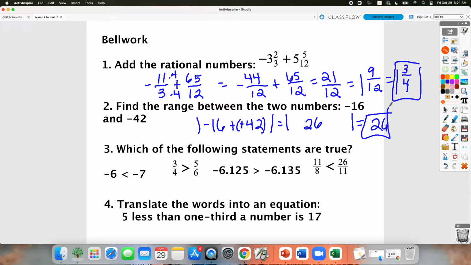No. Because remember, when we're dealing with negative numbers, you want to think, okay, negative 6 is further to the right on the number line than negative 7 is. So it wouldn't be less than, it would be greater than. So that one's not true. All right, now I need a different volunteer to read the second statement to me. Bella?